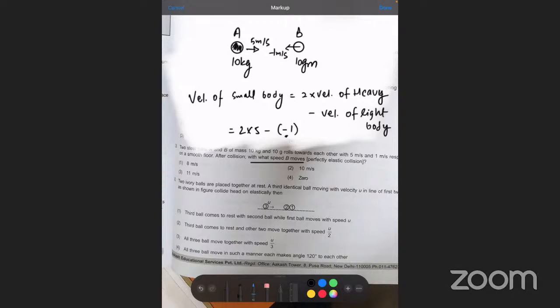Now, what is your answer? 11. Very, very important question. And a lot of students commit mistakes in this particular question.